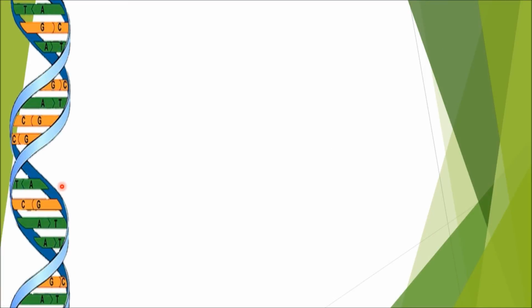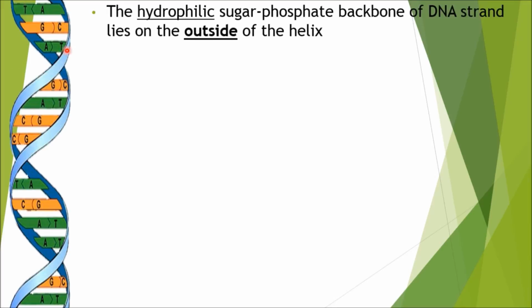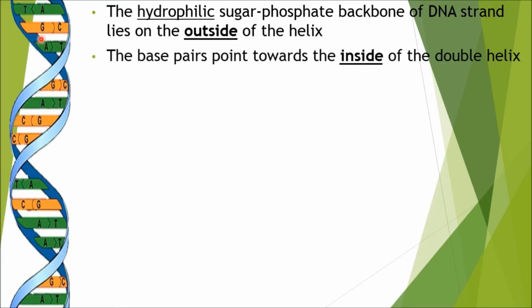Well, here we got DNA double helix. If we look at it, the sugar phosphate backbone is pointing toward the outside of the helix, while the base pairs point toward the inside of the helix. It is because the sugar phosphate backbone is highly hydrophilic. Hydrophilic simply means water-loving, so by pointing toward the outside of the helix, it allows the backbone to interact with the water molecules. The base pairs point toward the inside of the helix because the base pairs here are highly hydrophobic.